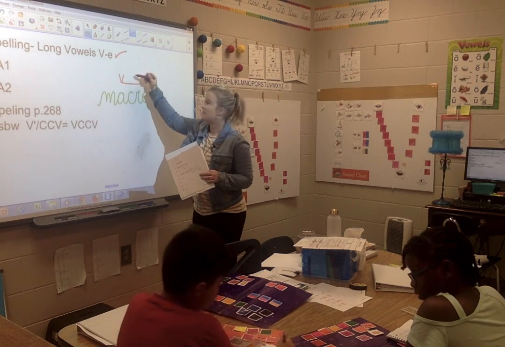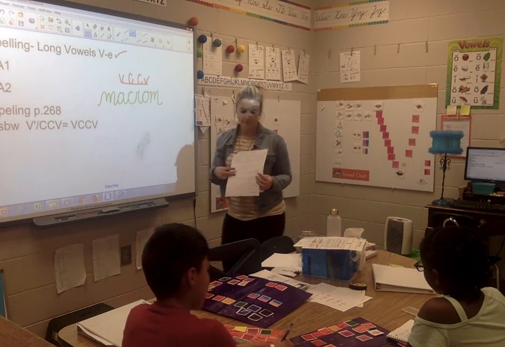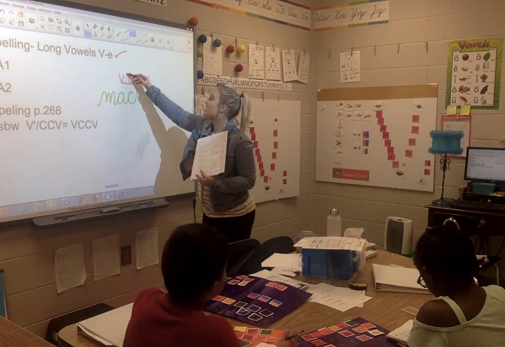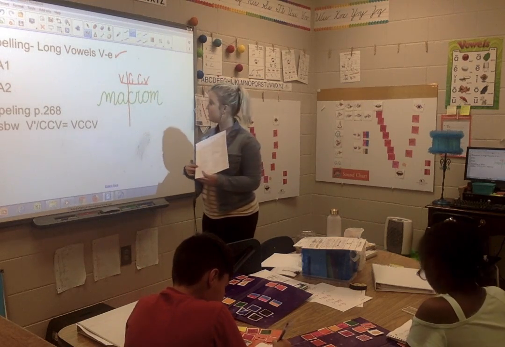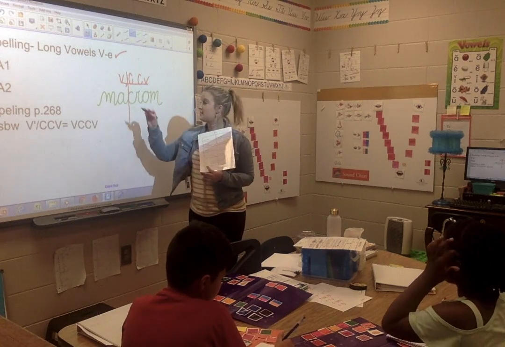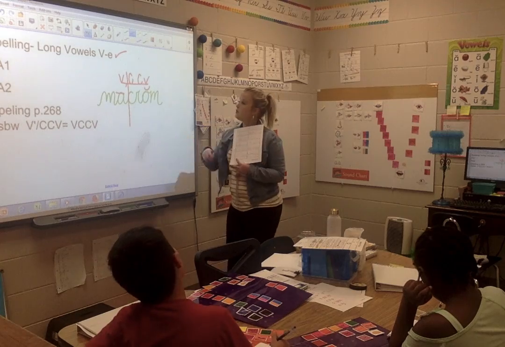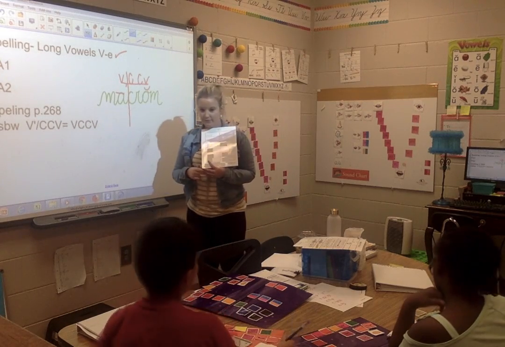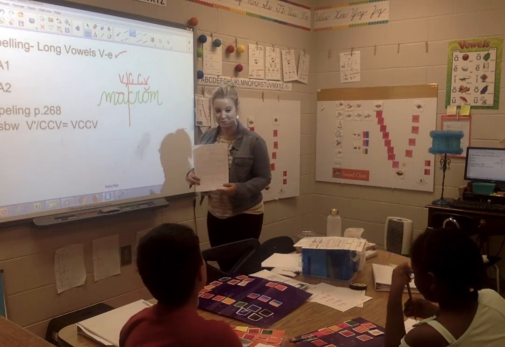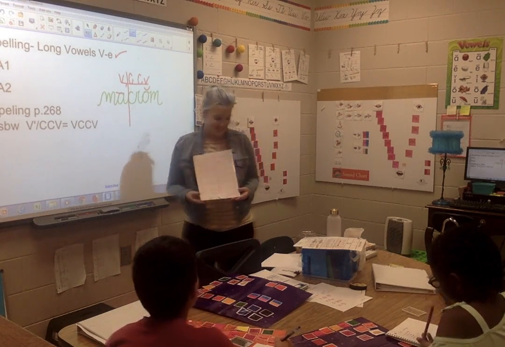C is a consonant. R is a consonant. Divide before the consonant. Accent. The first vowel A is an open accent syllable, so it's long. The next vowel is in a closed syllable and it's short. So my word is? Macron. Macron. Very nice job. Say that one more time. Macron. You are right.